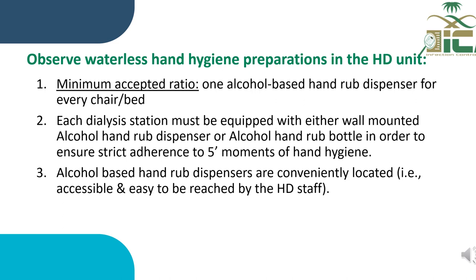Observe waterless hand hygiene preparations in the hemodialysis unit. Number one, minimum accepted ratio: one alcohol-based hand rub dispenser for every chair or bed. Number two, each dialysis station must be equipped with either a wall-mounted alcohol hand rub dispenser or an alcohol hand rub bottle in order to ensure strict adherence to the 5 moments of hand hygiene. Number three, alcohol-based hand rub dispensers are conveniently located, accessible and easy to be reached by the hemodialysis staff.